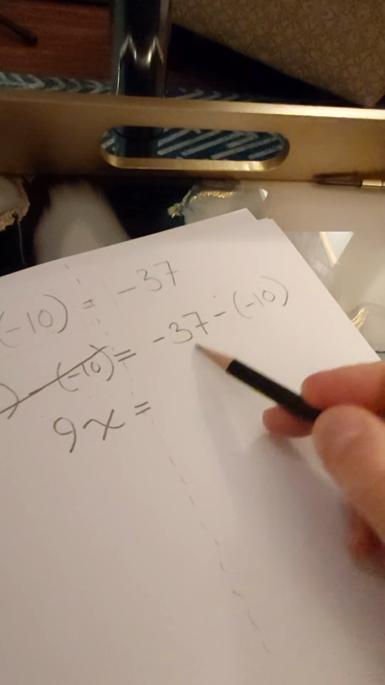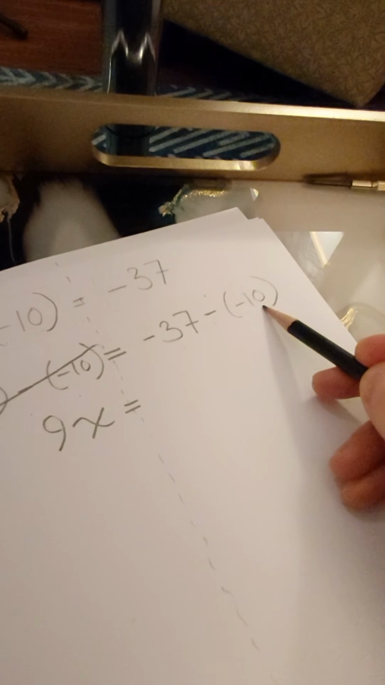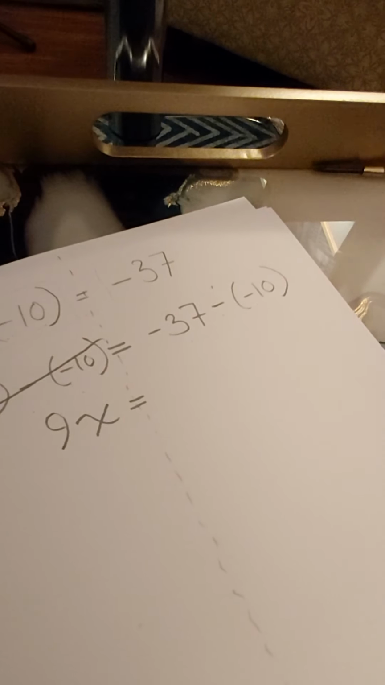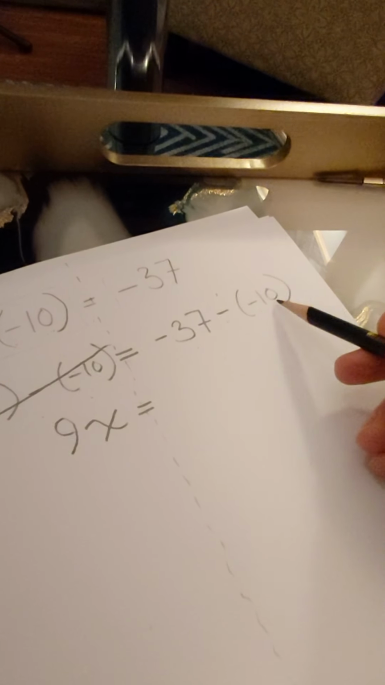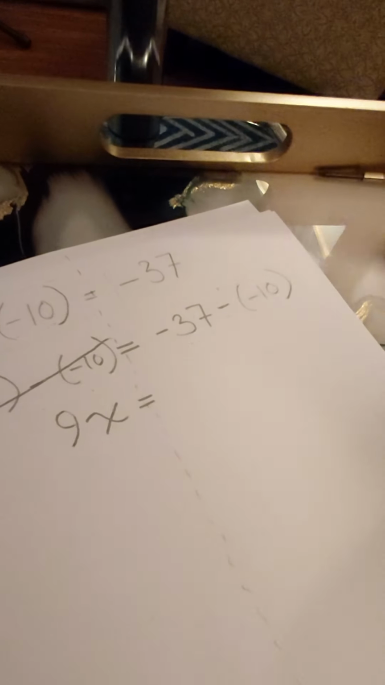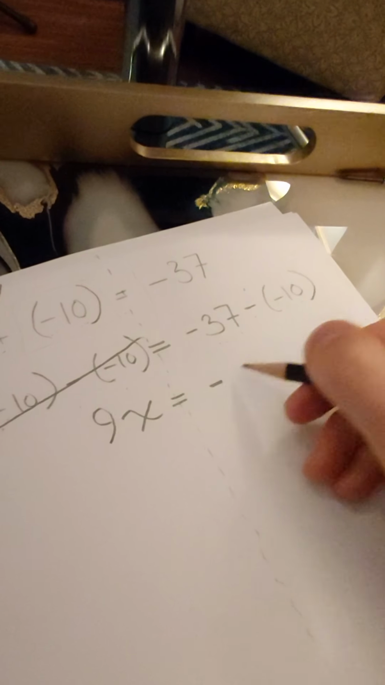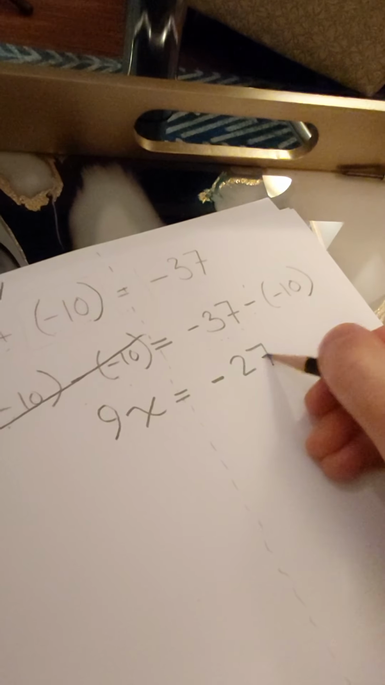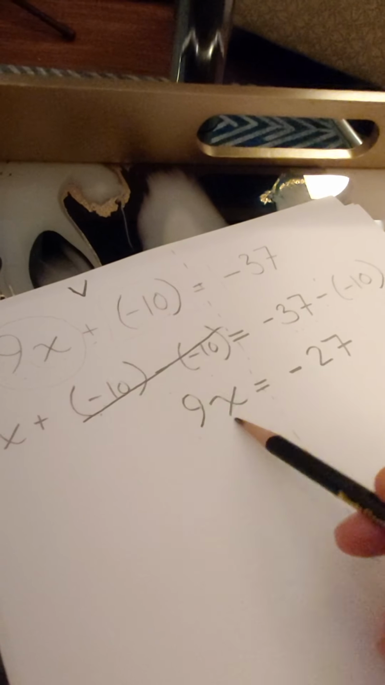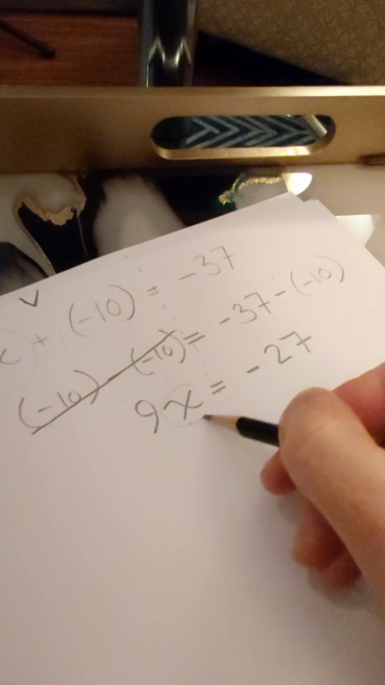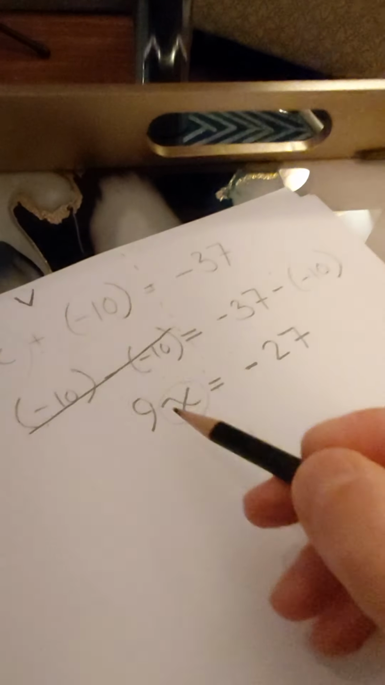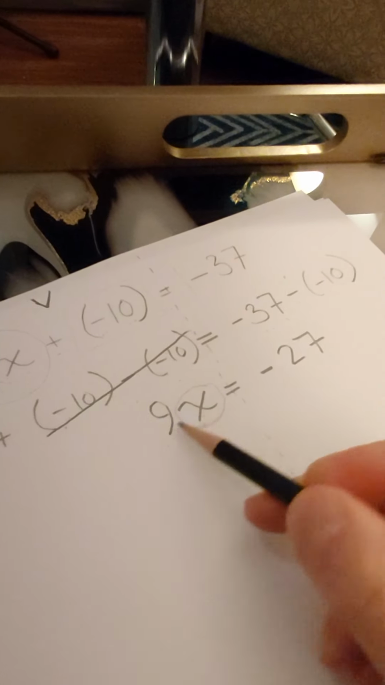So negative 37 take away negative 10. Well, remember when we worked with integers in class, we add the opposite when we were dealing with integer subtraction. So if we add the opposite, it's like adding positive 10. Negative 37 plus 10 becomes negative 27. So now I have 9x equals negative 27. I want x all by itself on this side, but right now it's attached to the number 9. How do I get rid of that 9?